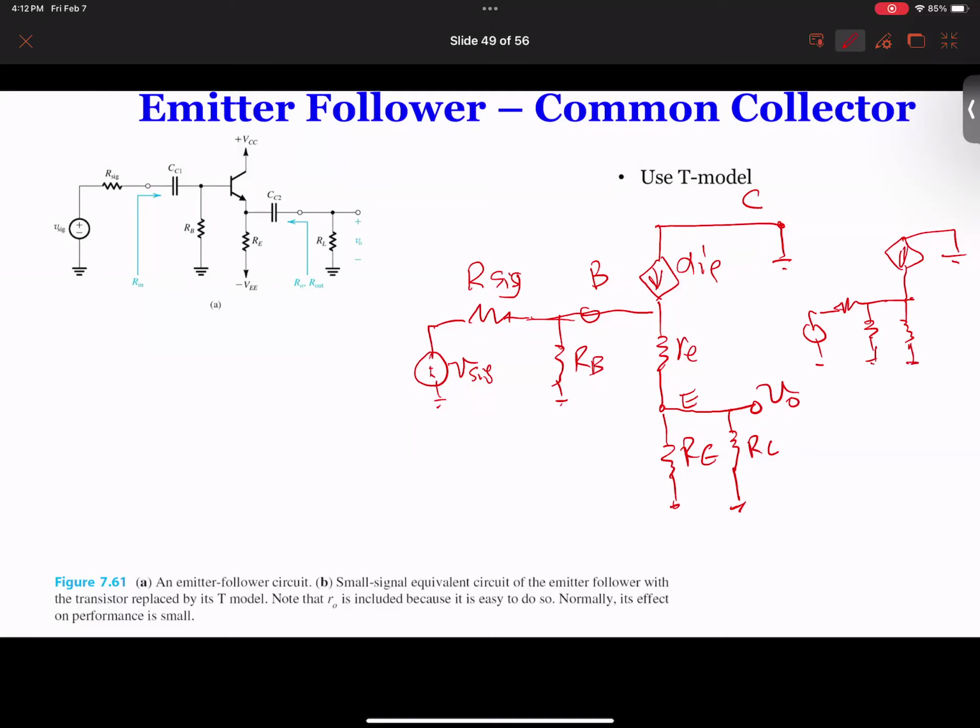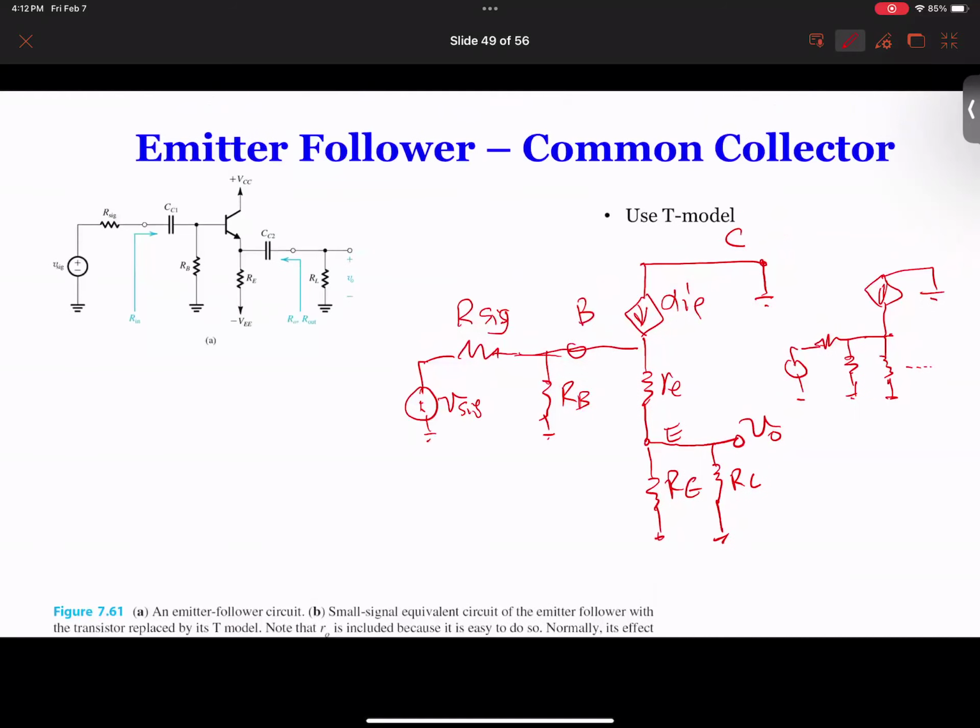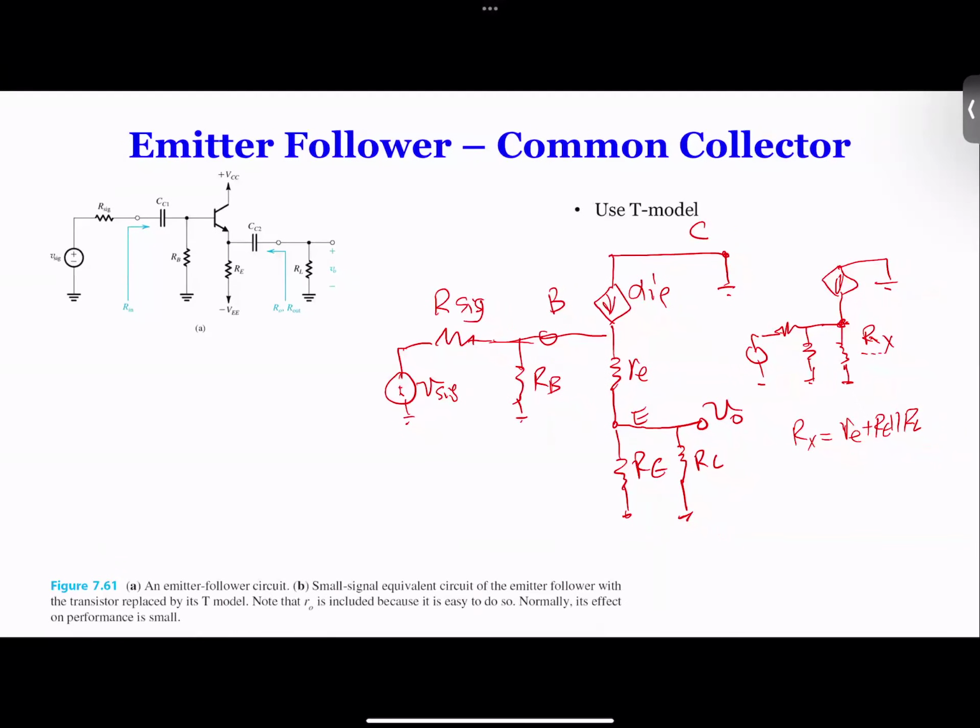But of course, in this case, we don't have the voltage. The voltage is somewhere in the middle. But this is this resistance here. Let me call it Rx. So this Rx will be RE plus RE in parallel with RL. In this circuit, you see these two are connected at the same terminal and the same ground. Therefore, these two are actually in parallel.